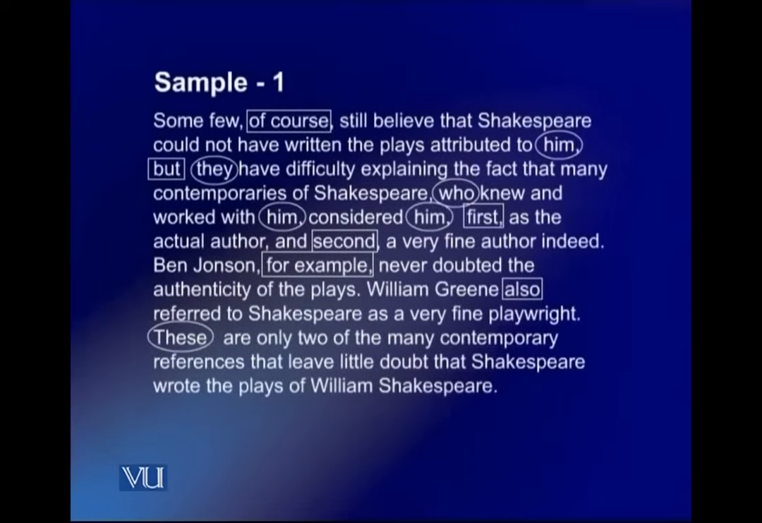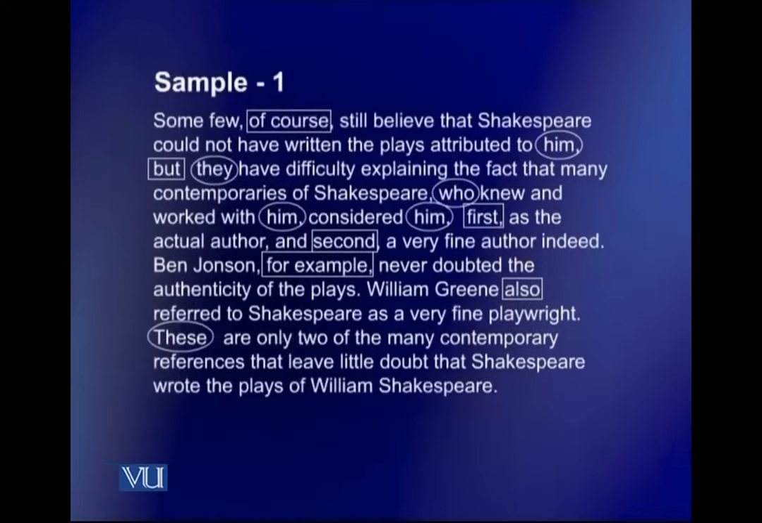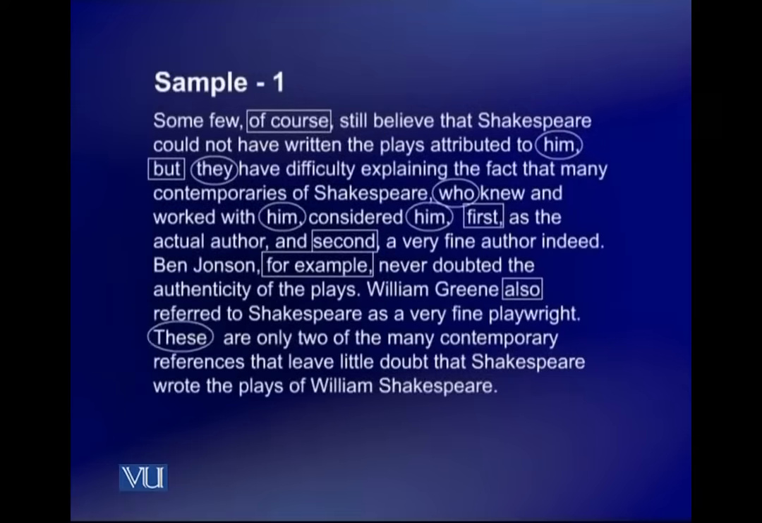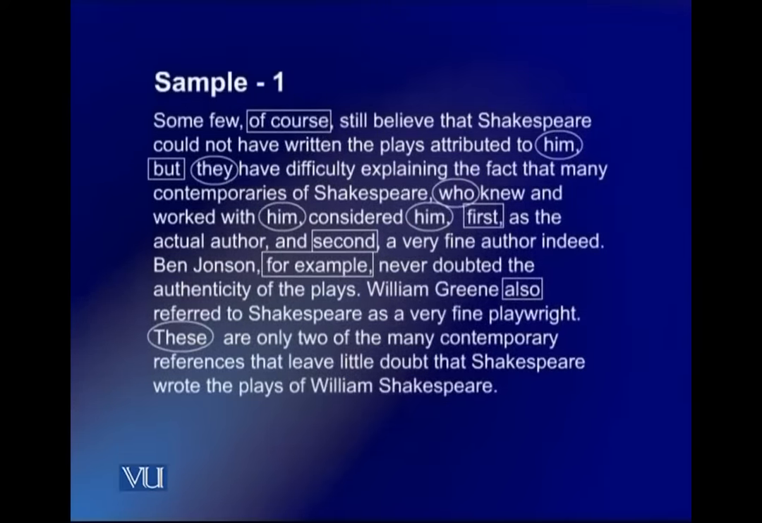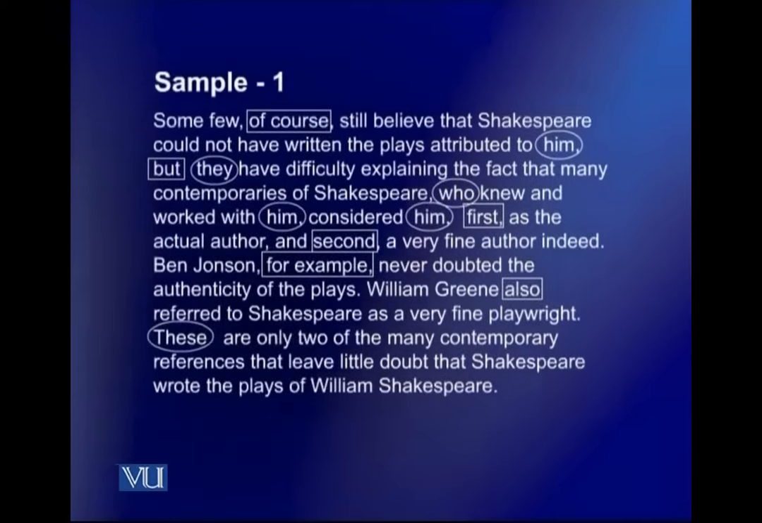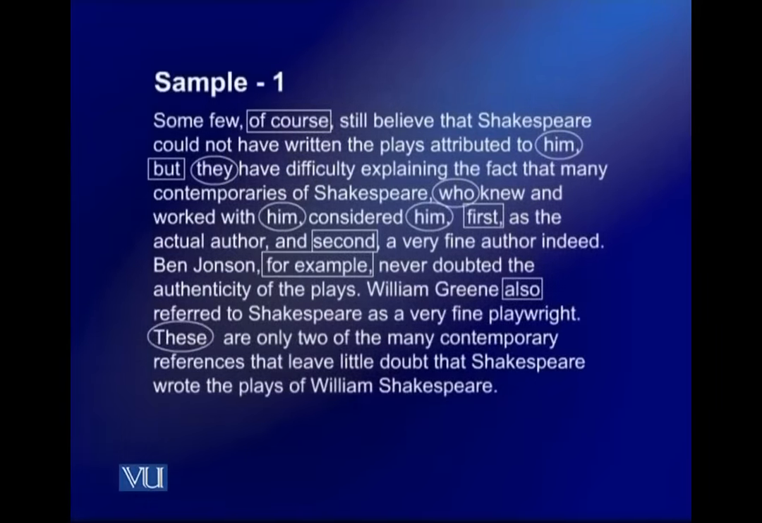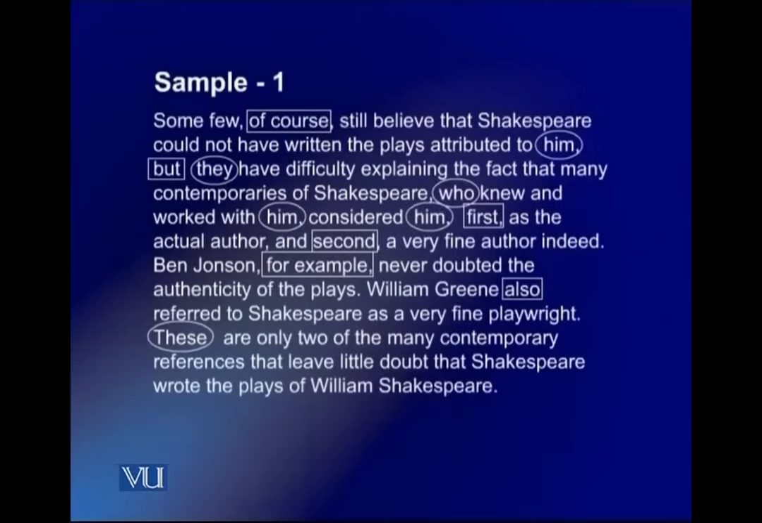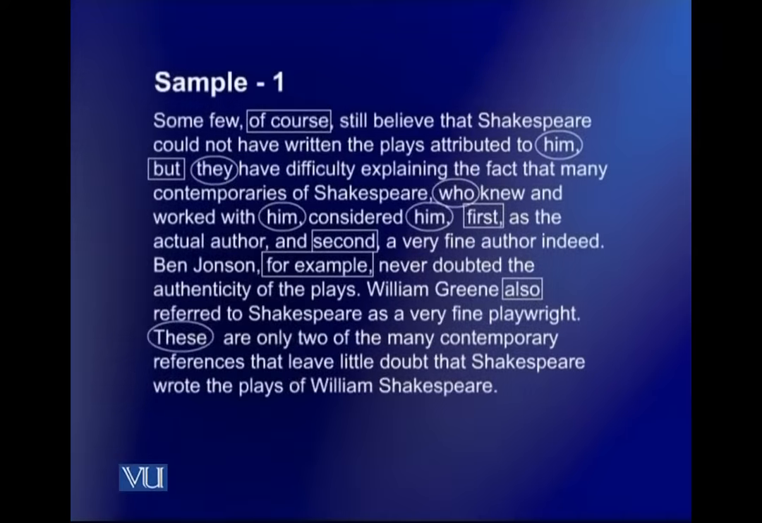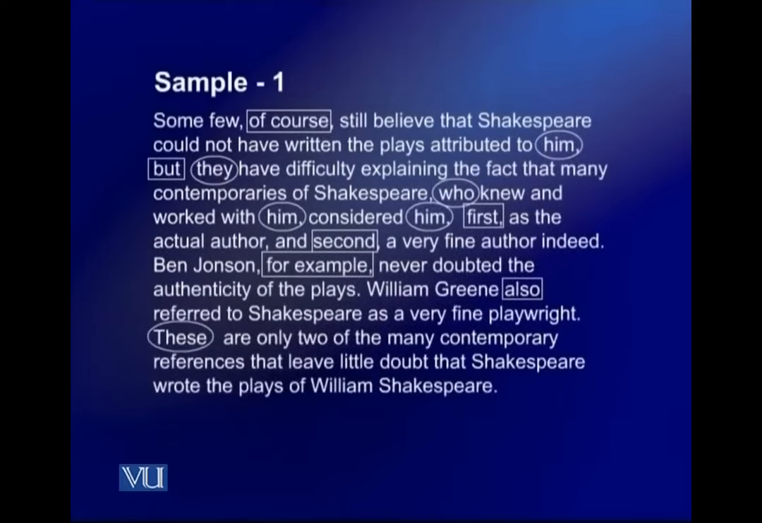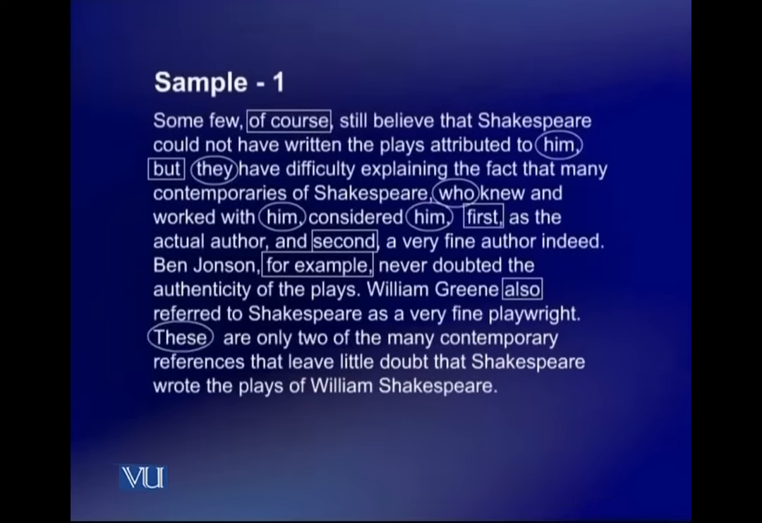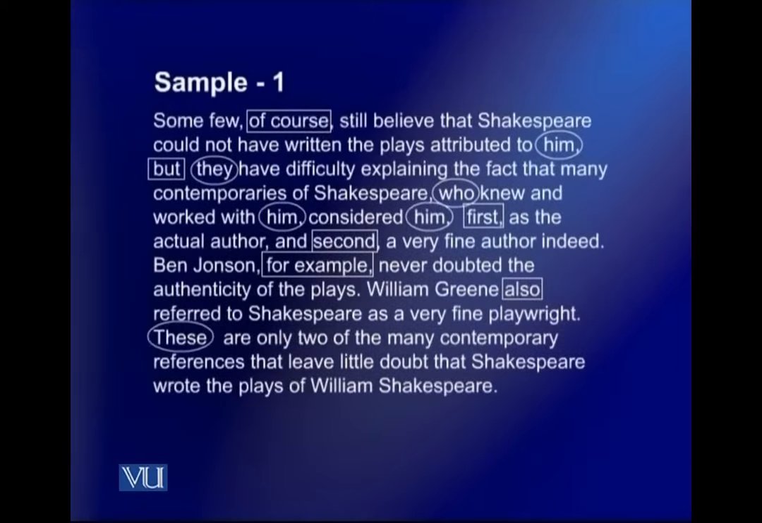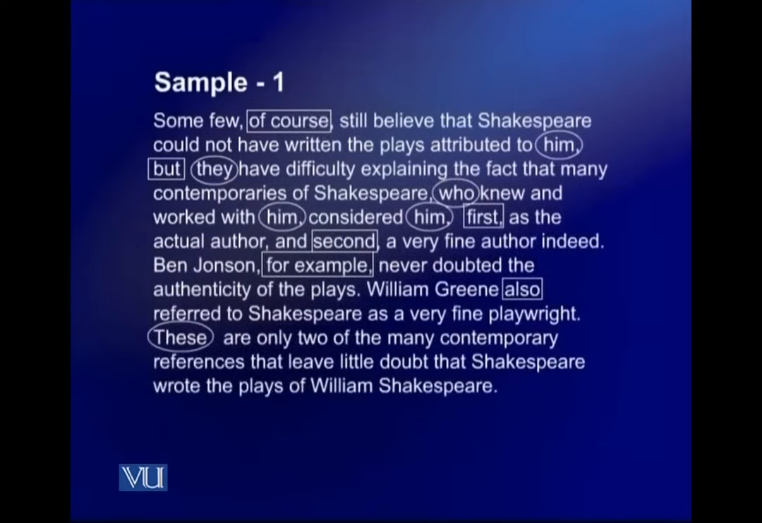Now, if you look at the paragraph, you will notice there are certain words that are in rectangular boxes, and there are certain words that are circled. Now, I shall go through this paragraph with you and point out to you how they are connected. Look at the word him, the first circled word. What does him refer to? Who does him refer to? You will notice if you read carefully, the word him refers back to Shakespeare.